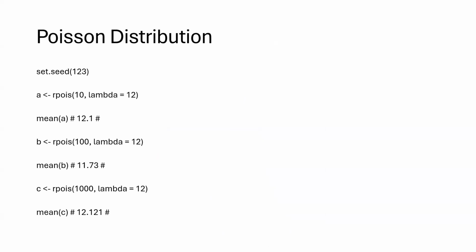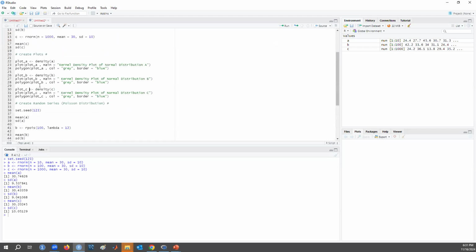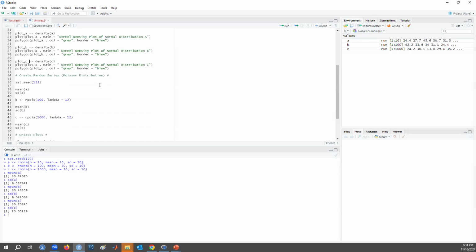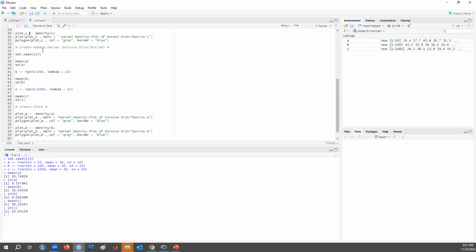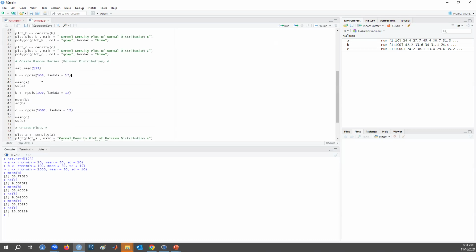So if you wanted to, you can perform some sampling and some simulation in RStudio. And in this instance, we're going to create some Poisson distributions. Should be one right here. And we're going to sample from them.